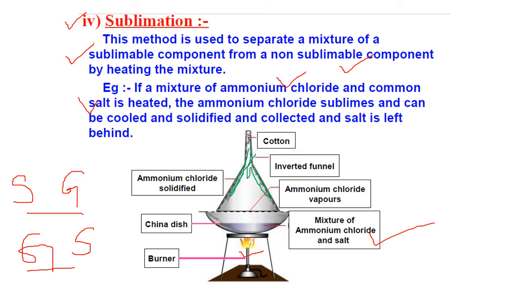That is how we can separate the solidified ammonium chloride, and in the lower part only the common salt is left. This is how we can separate the mixture of ammonium chloride and common salt, because ammonium chloride sublimes, can be cooled and solidified and collected, and the salt is left behind in the china dish. So this is about the sublimation process.